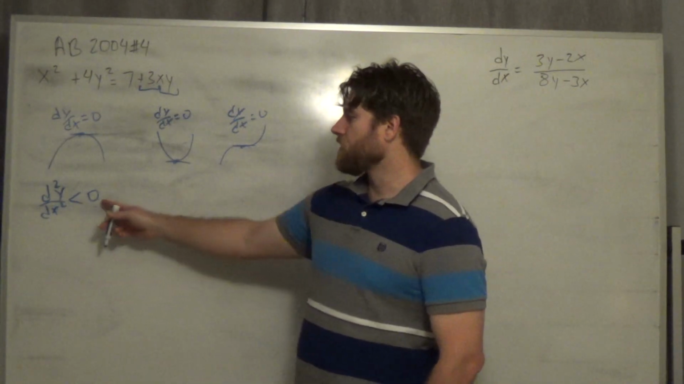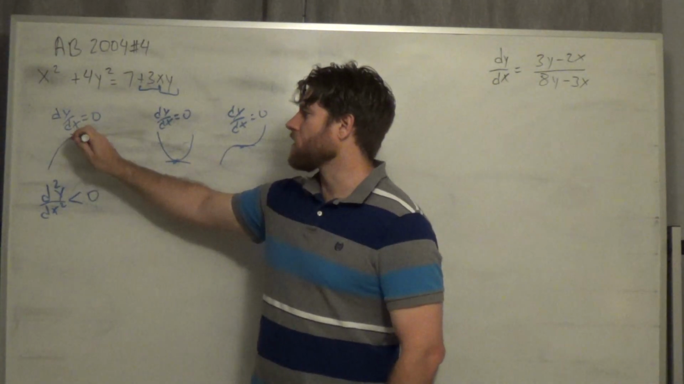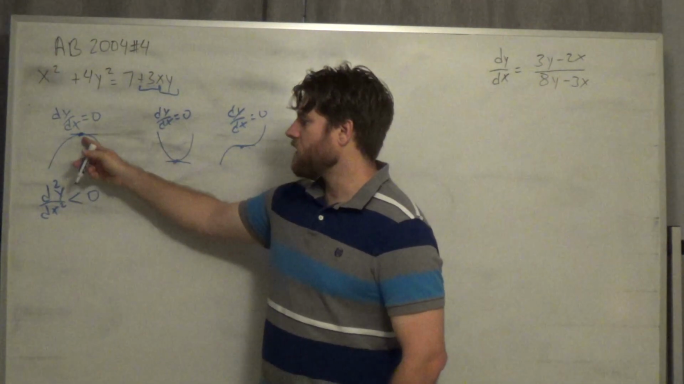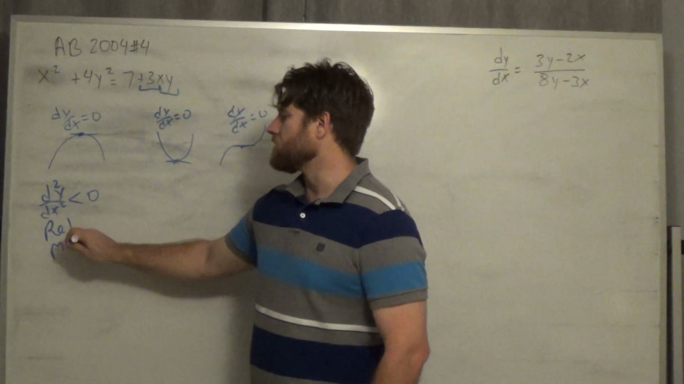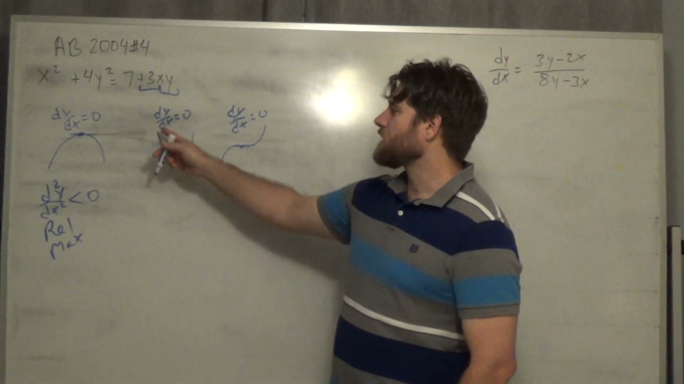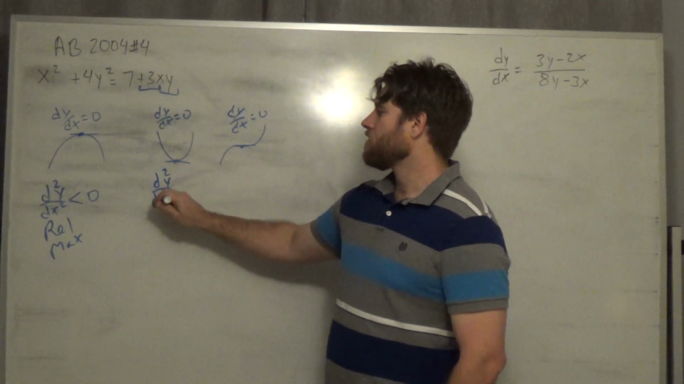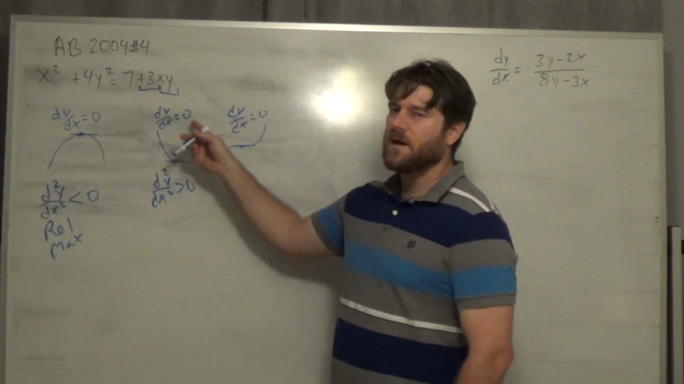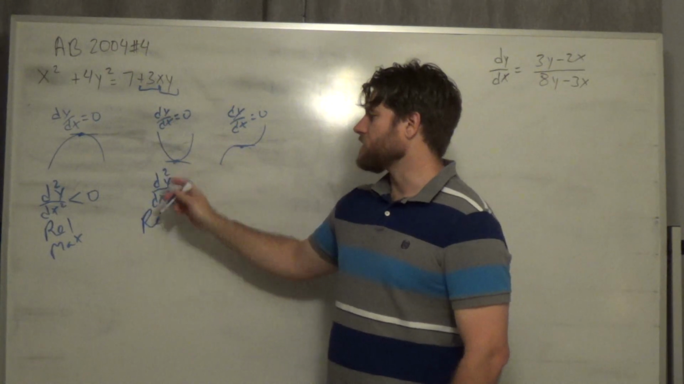So if the second derivative is less than 0, that means concave down, and it occurs at a point where the slope of the tangent line is 0. So the slope is 0, and it's concave down, we have to have a relative maximum. Over here, it's concave up, meaning the second derivative is greater than 0. Second derivative greater than 0 means the graph is concave up at a point where the slope is 0, and this would create a relative minimum.